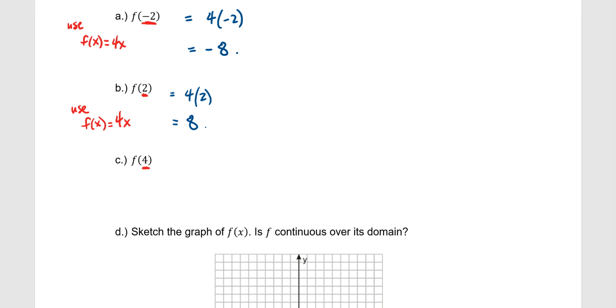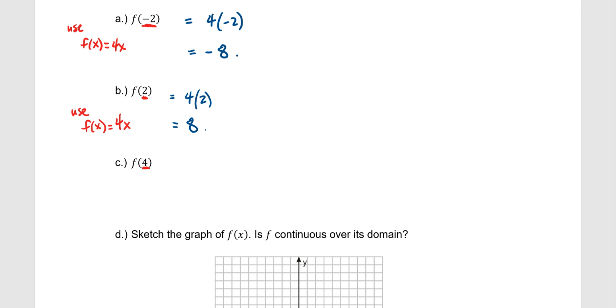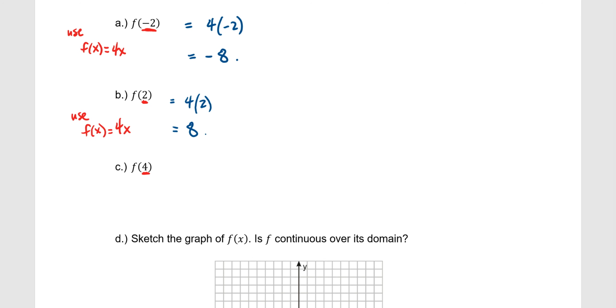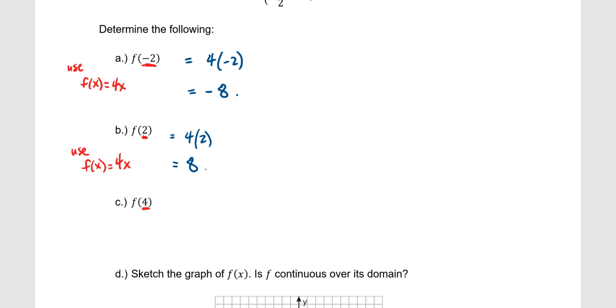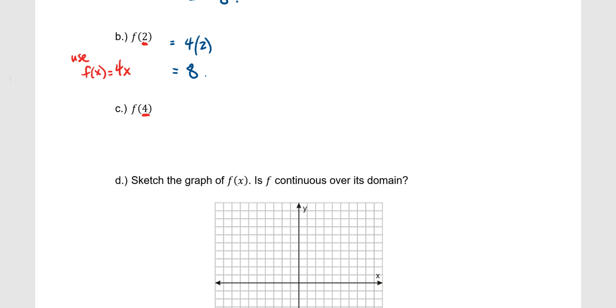Okay, and then the last one, we have f of 4. So taking a look at 4 here, seeing what domain this one lies in. So 4 is right here in the domain, and it's obviously including the 4. So we're going to be using the second function this time, which is negative 1 half x plus 9. So that's the function we're using.